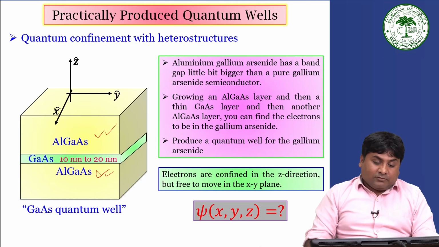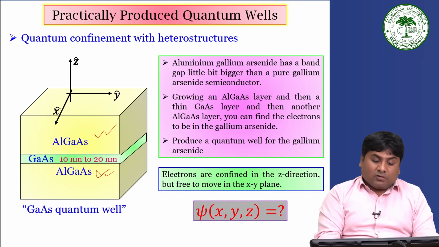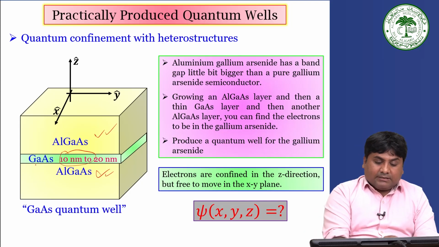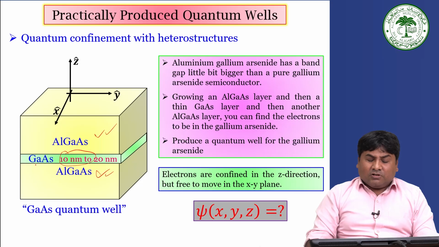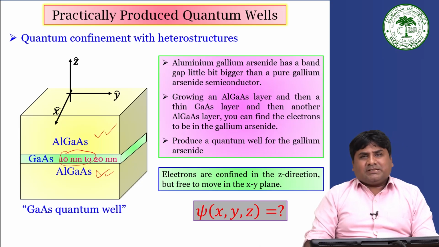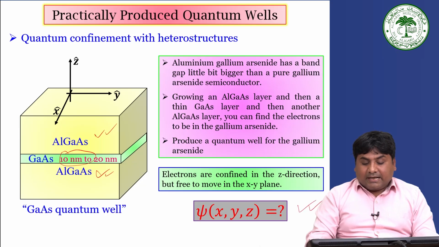And when you grow this type of structure, you will see the quantum confinement effect in this region. That will produce the quantum well in the gallium arsenide. I also have to mention that electrons are confined in the z direction, but the electrons are free to move in the xy plane. Now the question is, what will be the wave function psi(x,y,z) in this case? So we have to check the wave function.